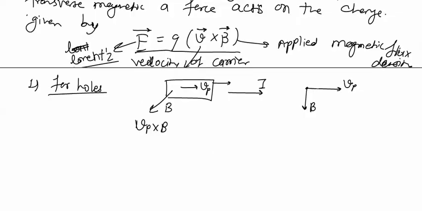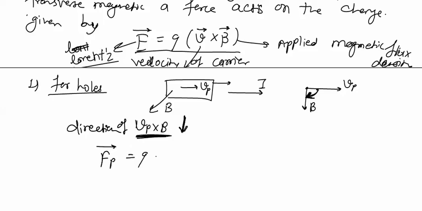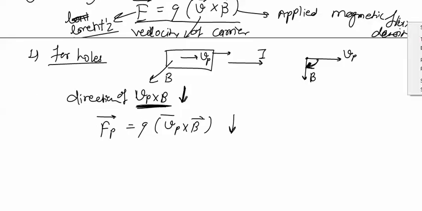Using right hand rule, we can calculate the direction of Vp cross B. If we use right hand rule to calculate the cross product, direction of Vp cross B comes out to be in the downward direction. So force acting on the holes given by Q into Vp cross B will have direction in the downward direction. So we can say that when a current carrying material with the direction of current shown in the figure and direction of magnetic field shown in the figure, the force will act on the holes in the downward direction.